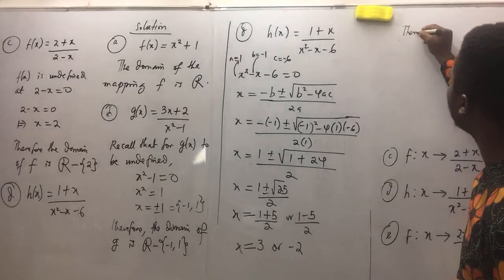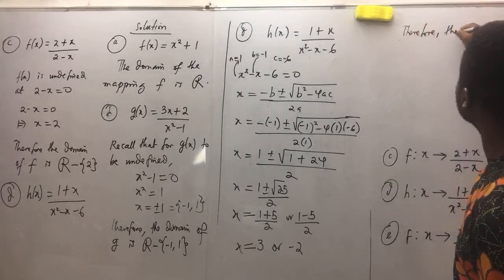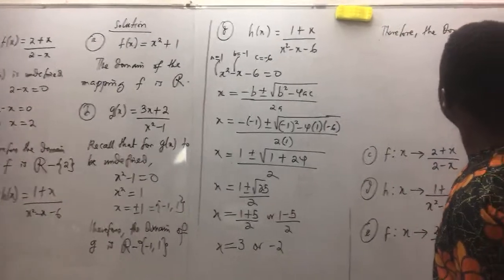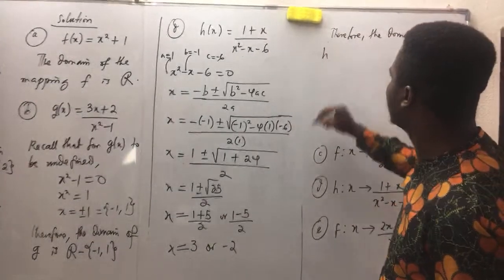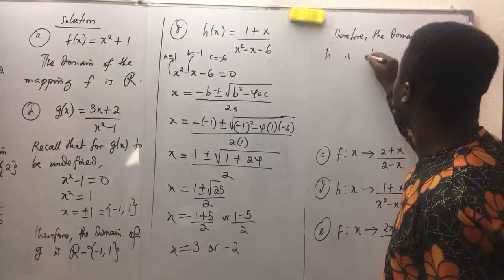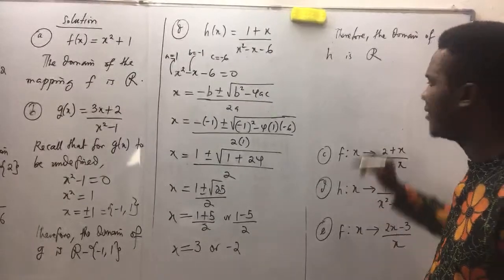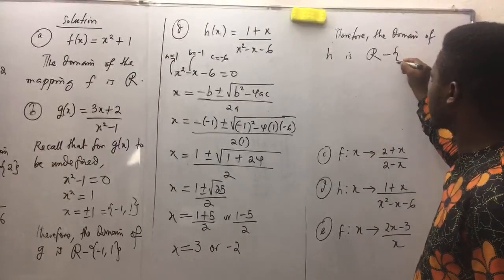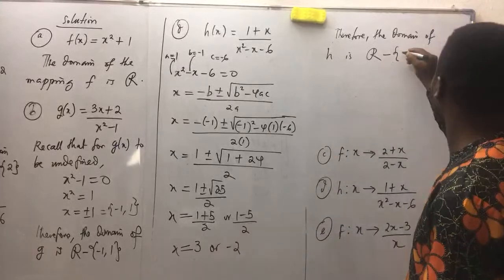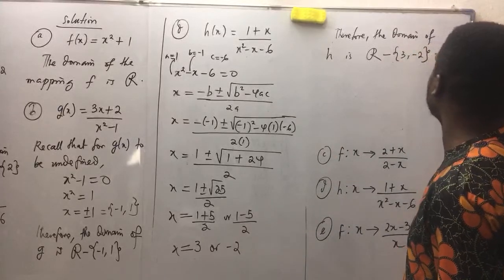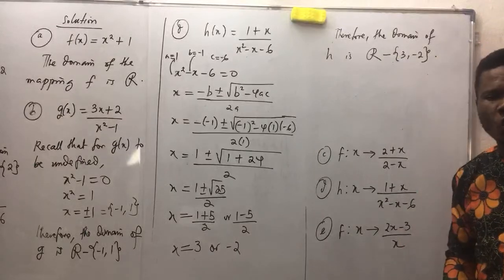So I would say, therefore, the domain of h is the set of all real numbers R minus the set that contains 3 and minus 2. And that answers your question.